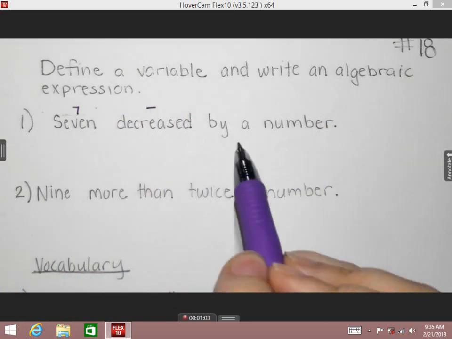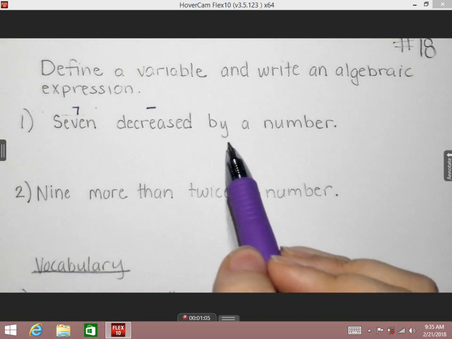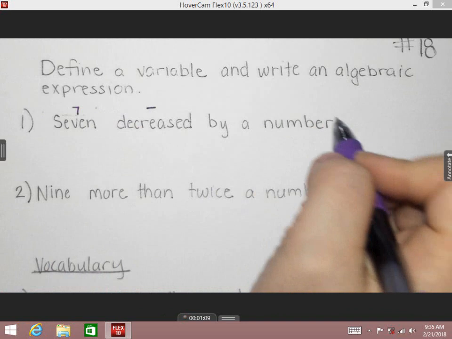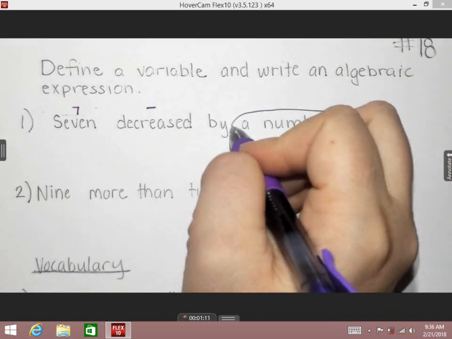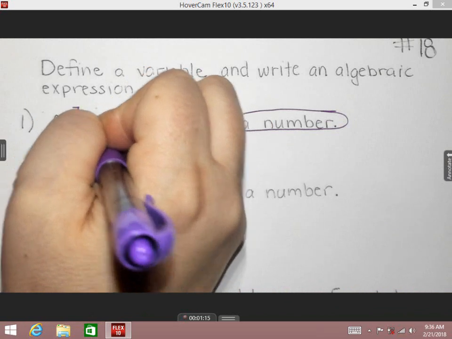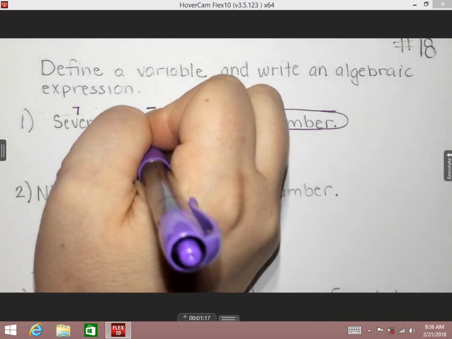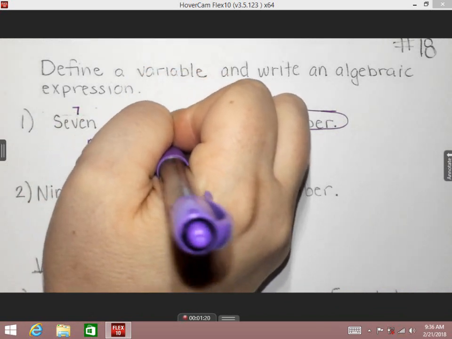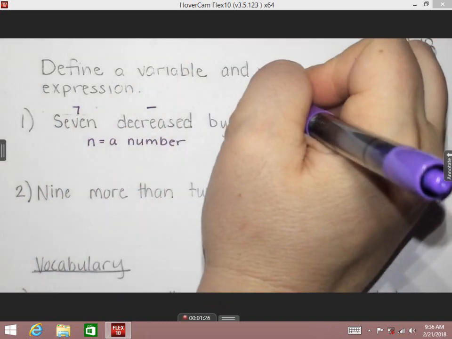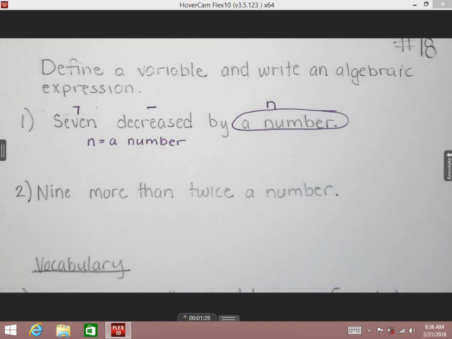Does it tell me what number? No, so what can I use for that? Nick? We can use n for number, which is called a variable. We can use a variable. So I'm going to put n, which equals a number. So n just stands for a number. Do I know what number? No, that's why I have a variable. They're awesome. They can hold the place of anything. So up above that, I'm going to put the letter n because that's what took its place, correct?